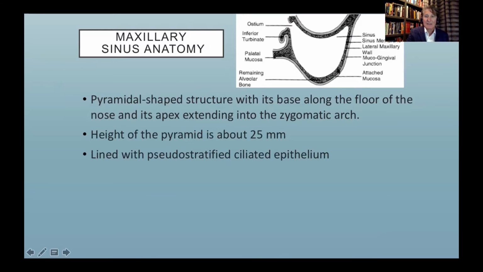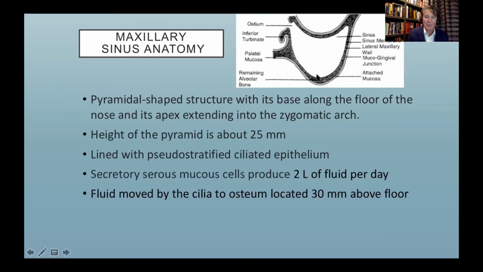Now, this is lined with a special kind of epithelium that has movement, and it moves fluid. And why is that? It's because the sinus is going to produce about 2 liters of fluid a day. And if you don't have a way of moving that out of there, you're going to have some serious sinus congestion. And that osteotome, which basically drains the sinus, is 30 millimeters above.